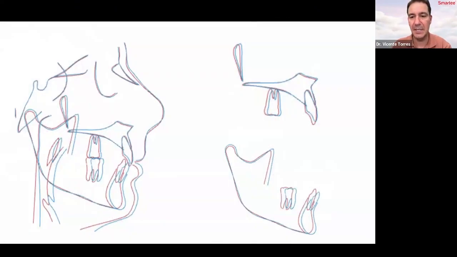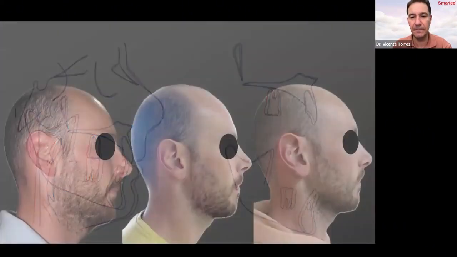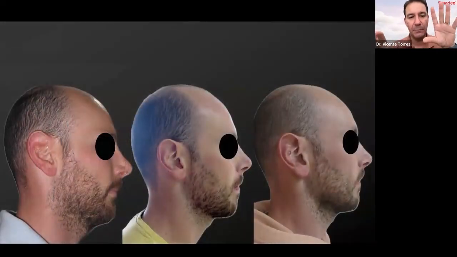And this is the superposition of the initial and the pre-refinement. And you can see here the profile from the beginning. In the middle is the profile with the wax registration, so my ideal profile. And on the right side is the final pre-refinement. So you can see here it's very similar. The middle is the ideal profile with the wax, with the final situation pre-refinement.